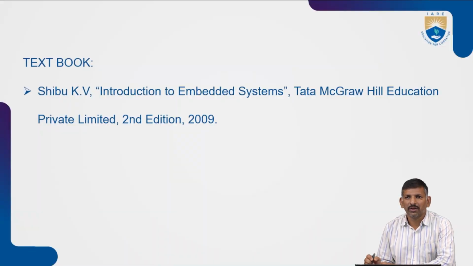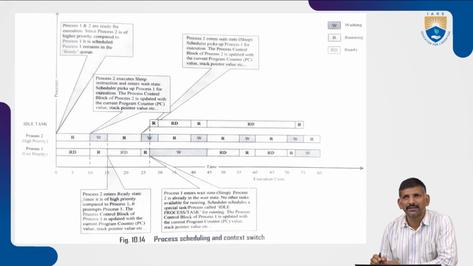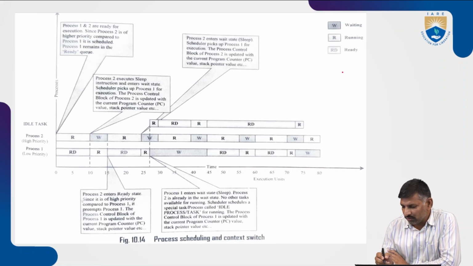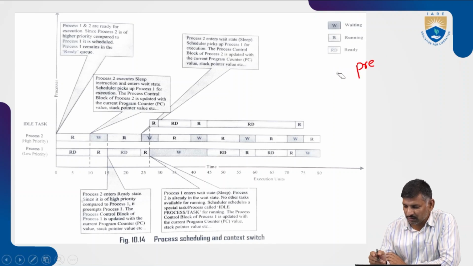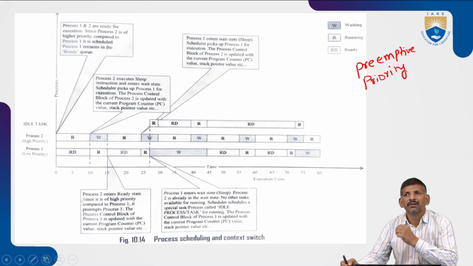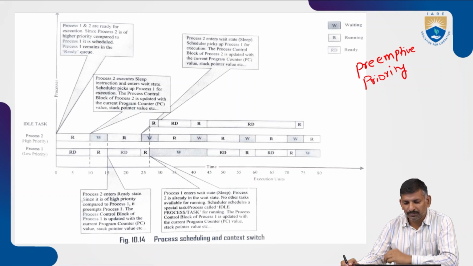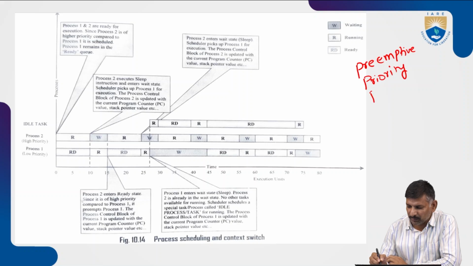For this topic, we are following the textbook Introduction to Embedded Systems by Shibu K V, second edition. If you look at this example, here we are following the preemptive priority scheduling algorithm. In this preemptive scheduling algorithm, we are taking two processes, P1 and P2.